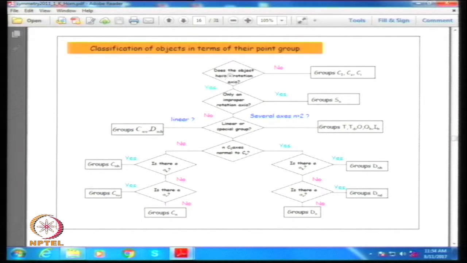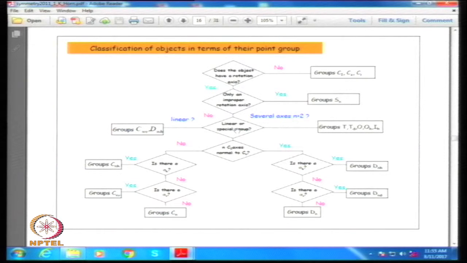Start with, does the object have a rotation axis? Well, if it doesn't, then it falls into those trivial groups. If it does, then look, does it only have an improper rotation axis? So it may not have proper rotation, you may have reflections, then it becomes the SN group. But if it does have a regular rotation axis, then you come to this and so on. So you go down the flow chart, you get all the groups.